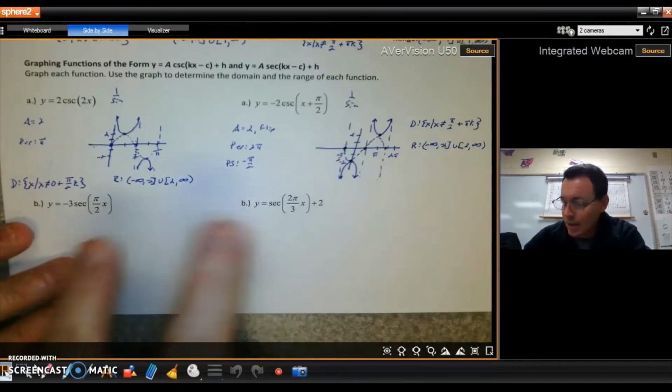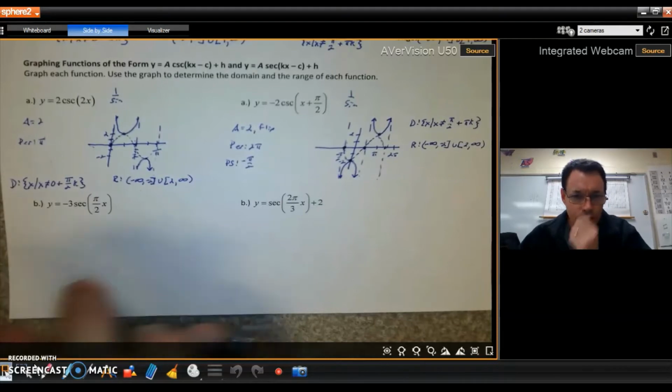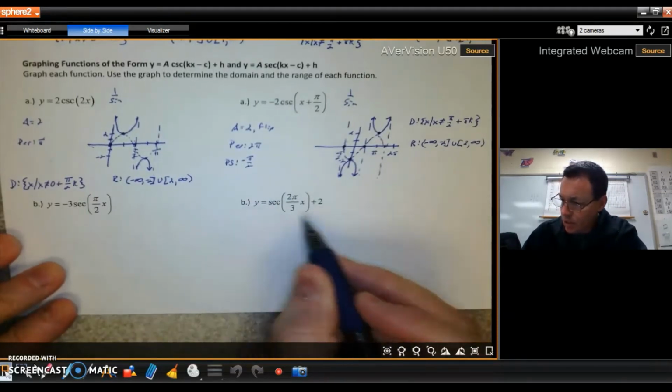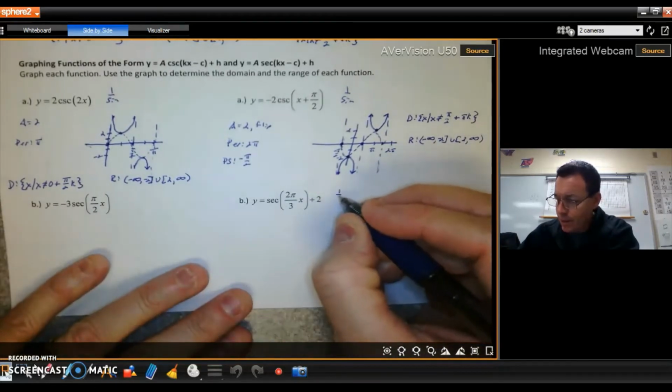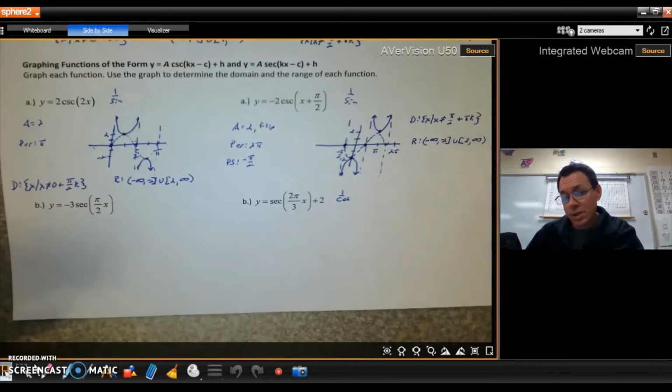All right, then down on the bottom, I've got two examples of secant functions. So I'm just going to pick one of them. I'm going to pick the one that we haven't done something like. So this one over here, secant. So again, secant is 1 over cosine. So that's all we're going to do. We're going to graph a normal cosine graph.